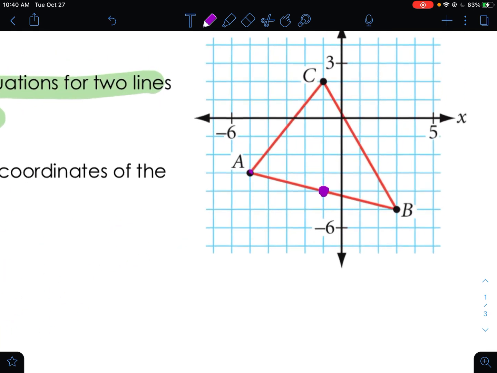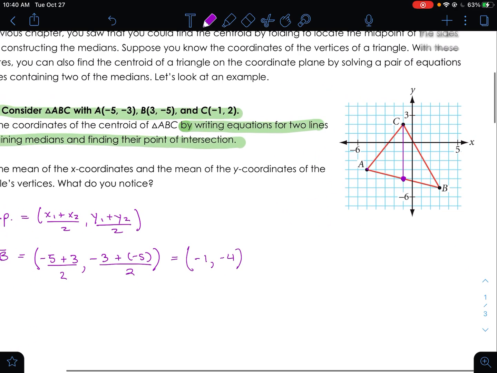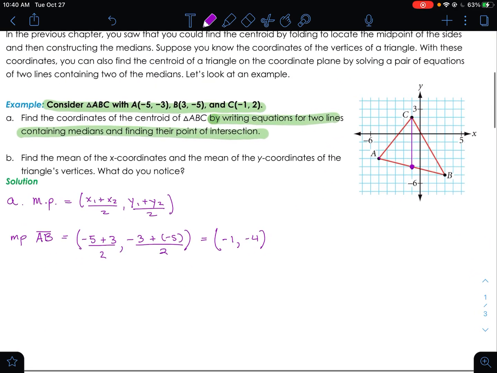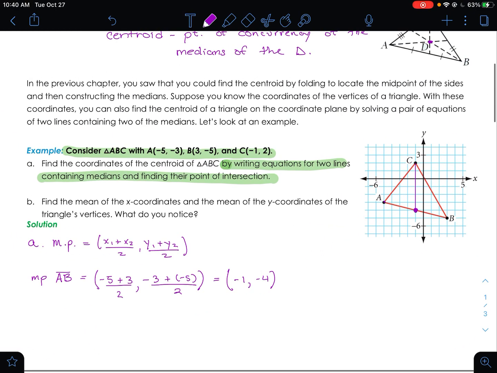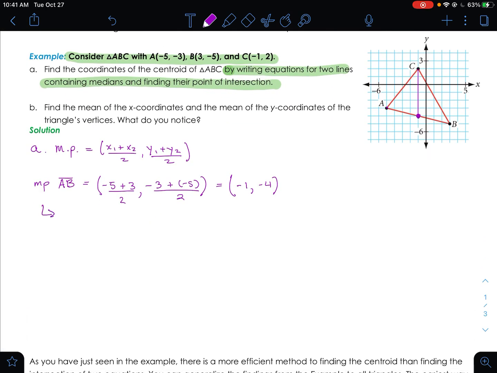Now that median would be created by the line from C to that point, which we don't have a name for right now, so we'll just mark that midpoint right there. So the equation for that line, it is a vertical line that passes through -1, so the equation for that line would be x equals -1. So that's the equation for that line. Now in order to find the centroid, we need an equation for the second line.